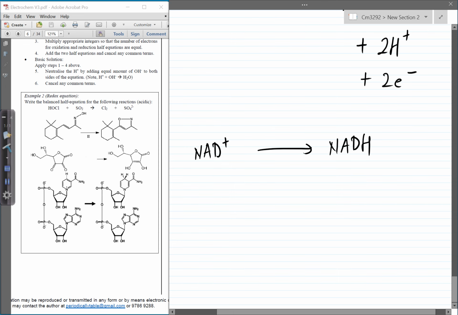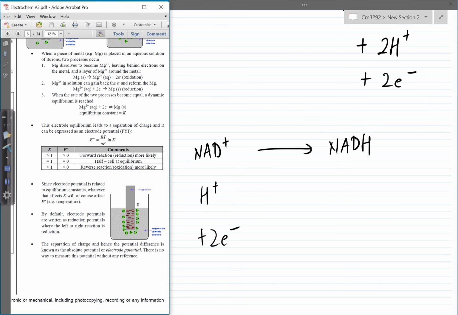So actually you don't even have to look at the structure. You know that it's NAD plus to NADH. So you just have to balance these. So for H, you just add an H plus here. And then for electrons, you just have to add 2 electrons here. Right, that's all. You can go check with your bio notes. I think it should be the same, right?